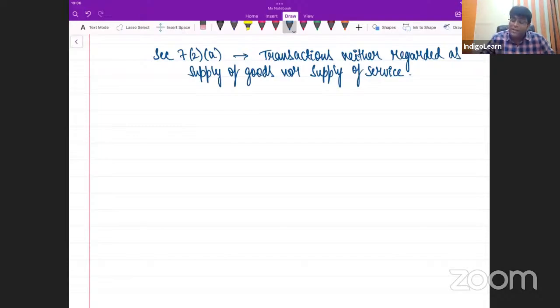What does that mean? That means it is not goods, it is not service. Indirectly, what does that mean, sir? Come on, speak out, friends. It is not a supply of goods, not a supply of service. That means what? Very clearly, GST will not apply. What are those cases now? First point.